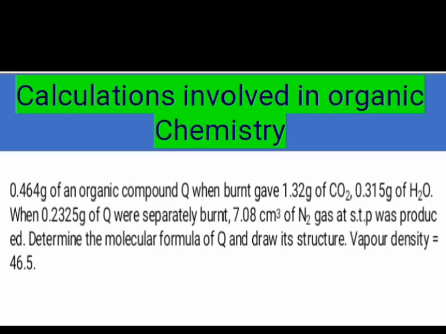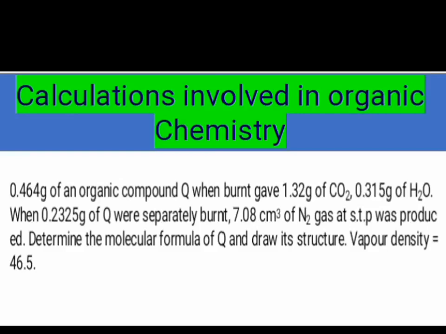Then when 0.2325 grams of Q were separately heated, 7.08 cubic centimeter of nitrogen gas at STP, that is standard temperature and pressure, was produced. Determine the molecular formula of Q and draw its structure. The vapor density here they have given us is 46.5.